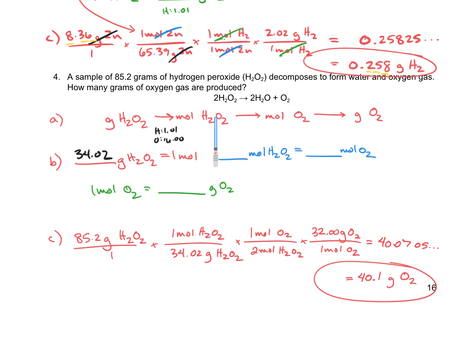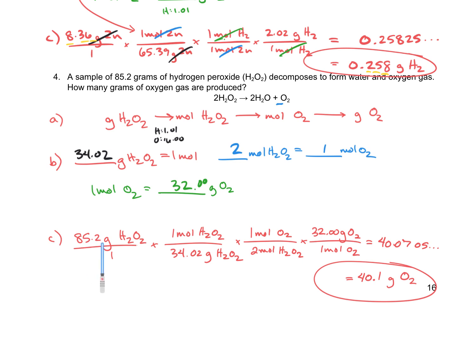To go from moles to moles, you have to use the molar ratio from the balanced chemical equation. There are 2 moles of hydrogen peroxide for every 1 mole of oxygen, so we'll put a 1 there. To go from moles to grams, you need the periodic table. There are 32 grams of oxygen in 1 mole of oxygen. Then we set up the multiplication so that the units cancel.